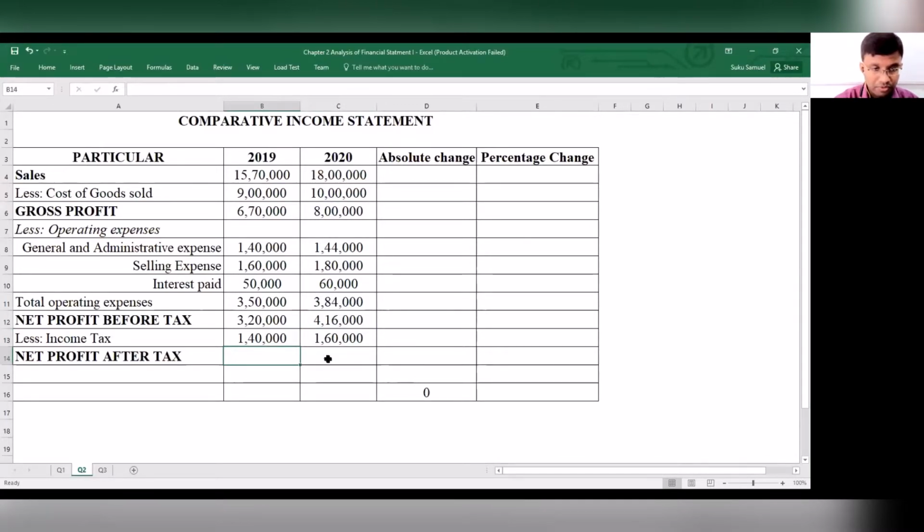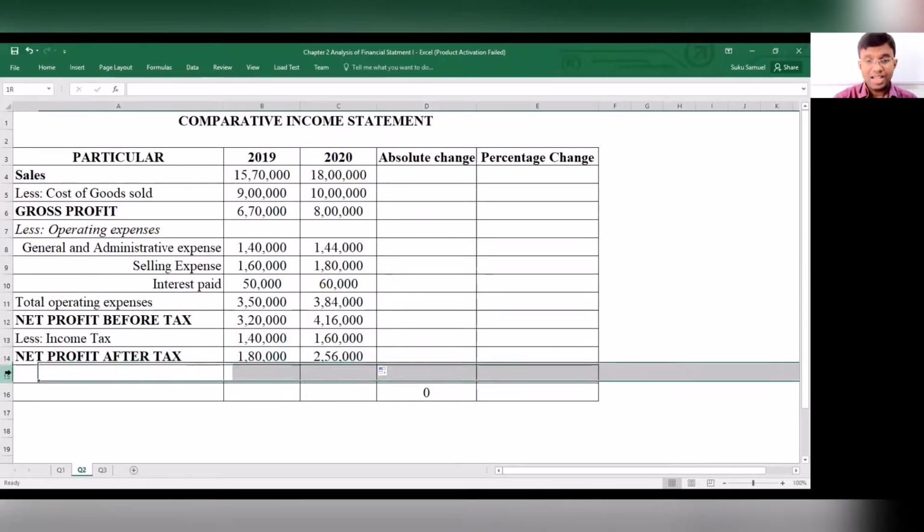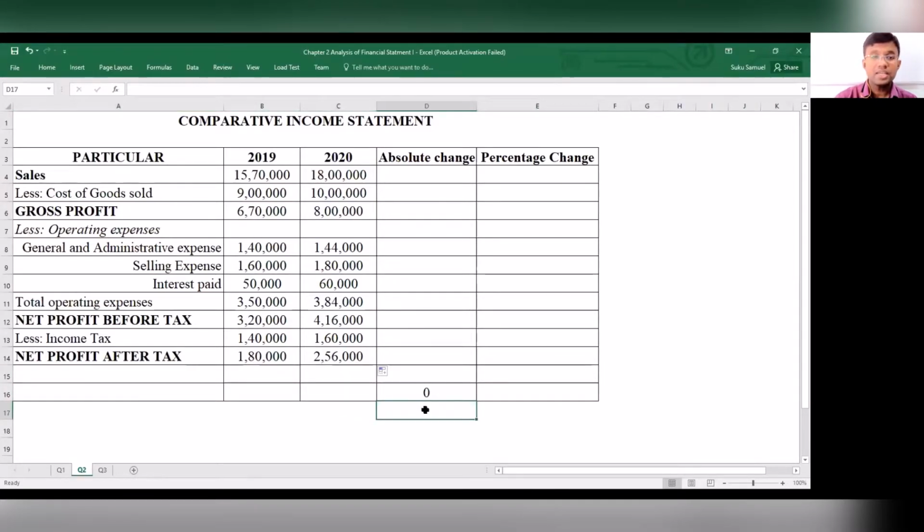Now the income tax amount we will have to subtract from net profit before tax. So let's just quickly do that. For 2019, it's 1,80,000, and then for 2020, it is 2,56,000. So with that, we have completed the preparation of the income statement for year 2019 and then 2020. So we are just halfway through.